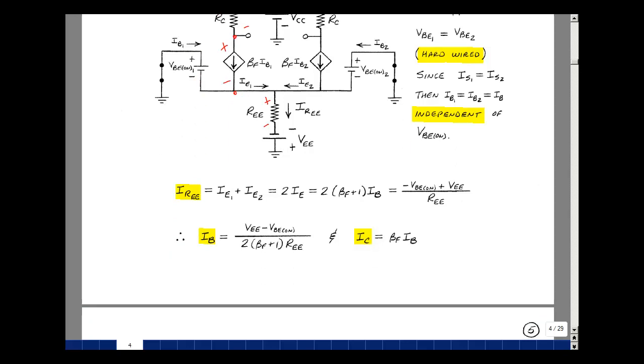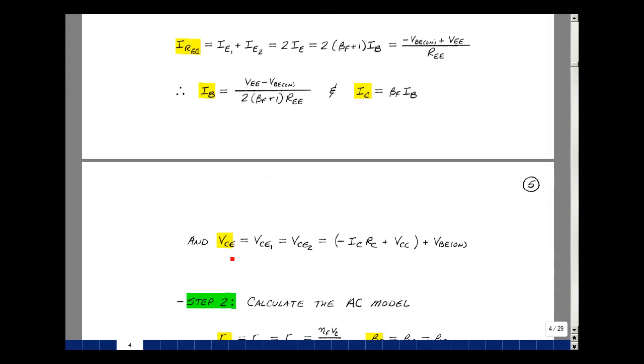And that's what the expression is on the next page. The collector emitter voltage of either transistor is minus the drop across R sub C plus the positive battery, and then minus the minus VBE on.